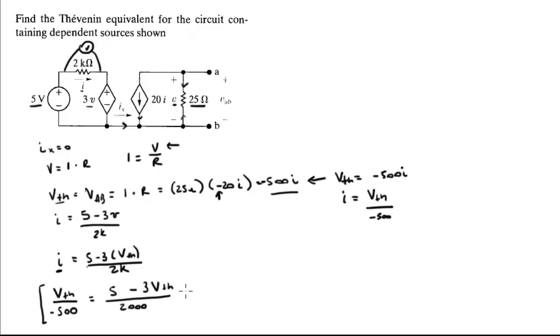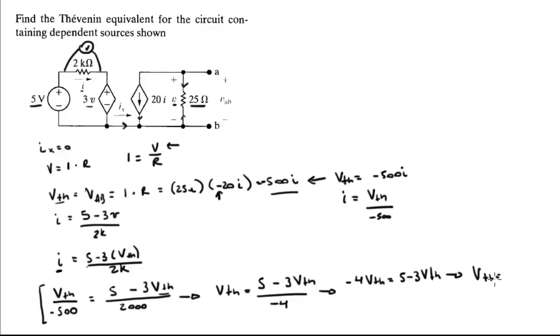So now, as you can see, we have one equation and one variable. You can basically solve for the Thevenin. This becomes Thevenin is equal to 5 minus 3 Thevenin over negative 4. Now this is basic algebra, guys. Negative 4 Thevenin is equal to 5 minus 3 Thevenin, and this becomes Thevenin is equal to minus 5 volts. The minus means that the polarity is reversed. Now, let me turn the page.